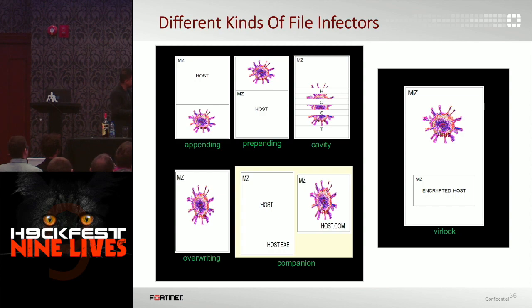Something like this. This is your malware. Appending. This is your host file. Okay, this is the prepending. Cavity, it looks for spaces and so on and so forth. But Virlock actually grabs your host file, encrypts the host file, and puts it inside the big Virlock file. Okay. And then this is now your infected file.